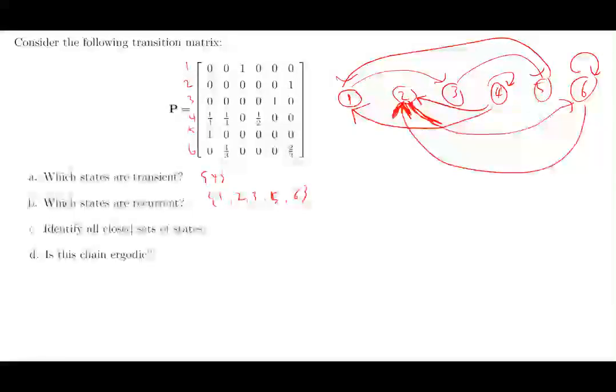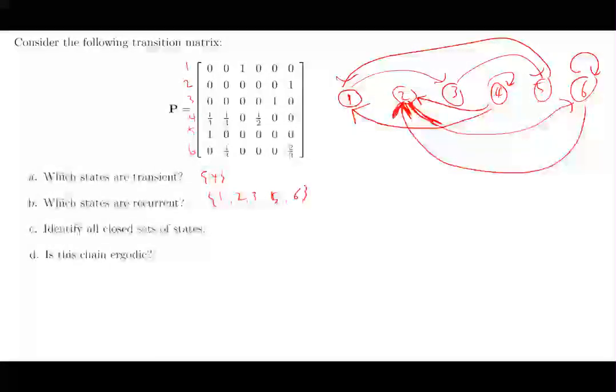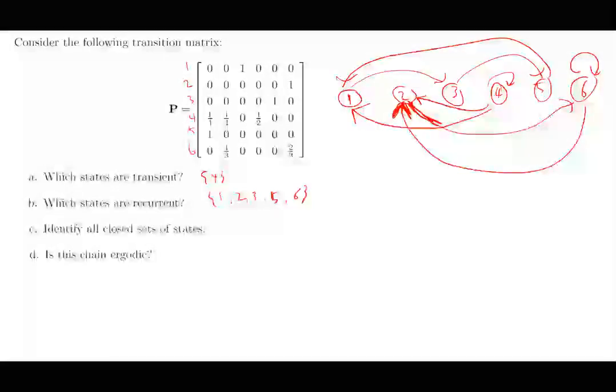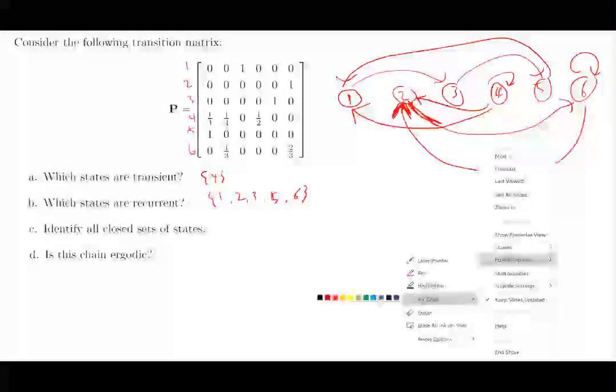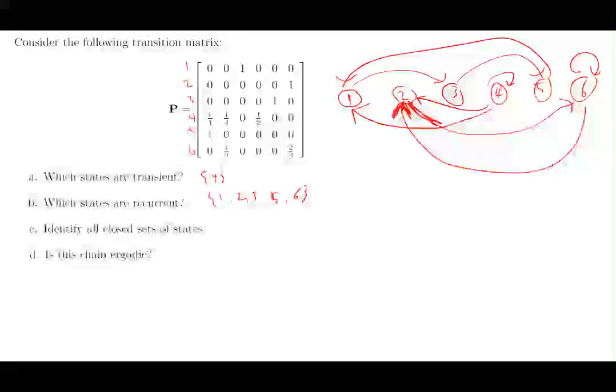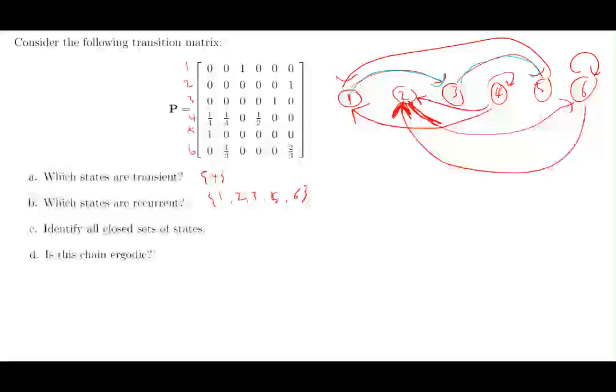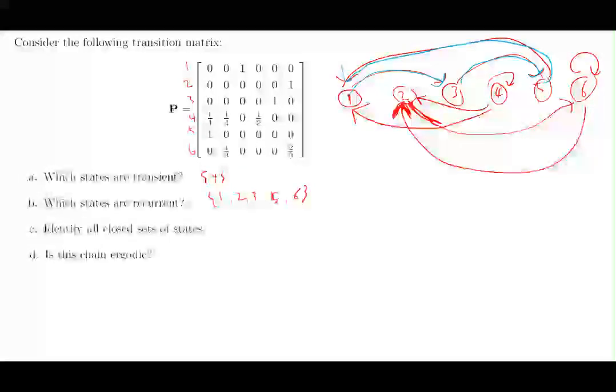Okay, identify all closed sets of states. So there are 2 sets here. I'll point it out in a different color. The first one is 1, 3, and 5. From 1, I can go to 3, then I can go to 5, and I come back to 1. Once you enter one of those states, you stay in one of those 3 states forever. So states 1, 3, and 5 form a closed set.